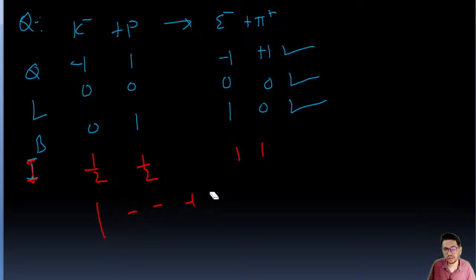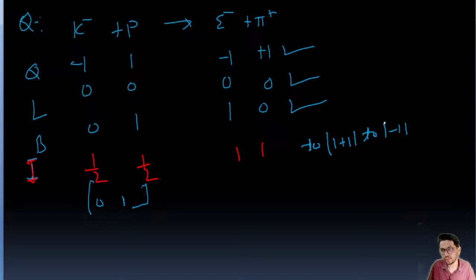If we check, 1/2 minus 1/2 is 0, and 1/2 plus 1/2 is 1. So these values are 1 and 0. Similarly for this one, 1 plus 1 is 2, 1 minus 1 is 0. So the values run from mod of 1 plus 1 to mod of 1 minus 1, so this is 2, this is 1 and this is 0.